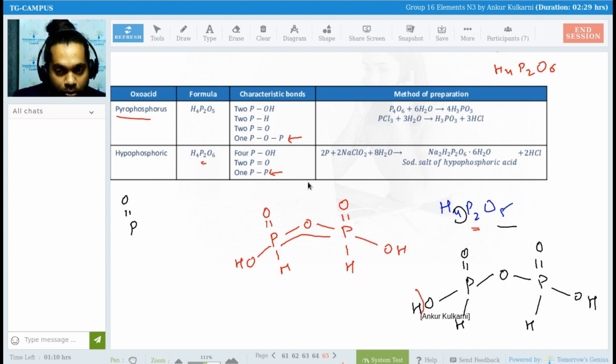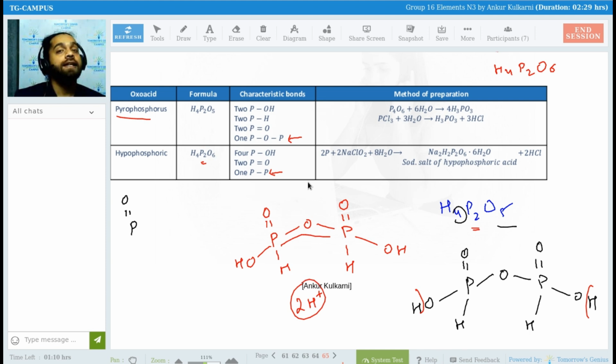It is attached to O, so that will go as the H plus. So I will get 2 H, OH plus only. So basicity is 2. Again the name is difficult: pyrophosphorus. Remaining things are easy. Now come on, draw it on your own for hypophosphoric acid.